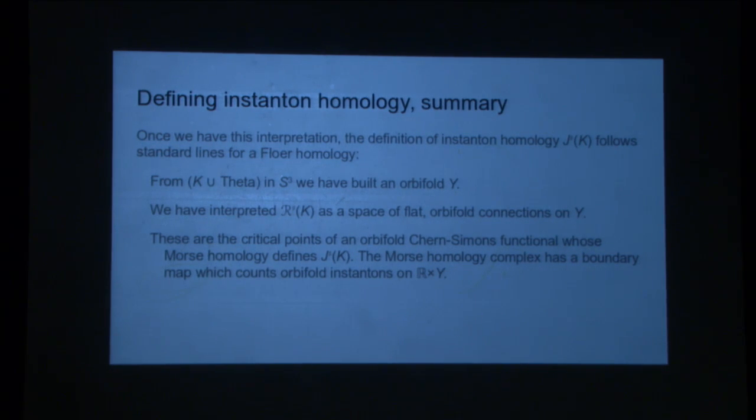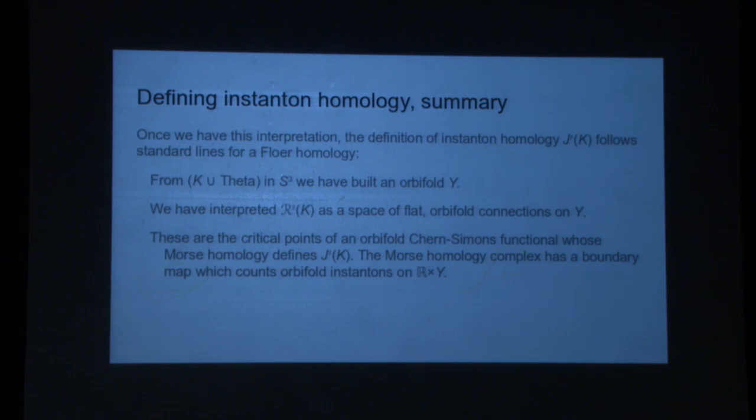These will be the critical points of the orbifold Chern-Simons functional. In general, in 3 dimensions, the Chern-Simons functional has critical points which are the flat connections. It's true on orbifolds also. And we know how to define the Morse homology in most situations for a Chern-Simons functional, and that's what Floer originally did. In our case, in this setup, it's going to define our instanton homology of K.